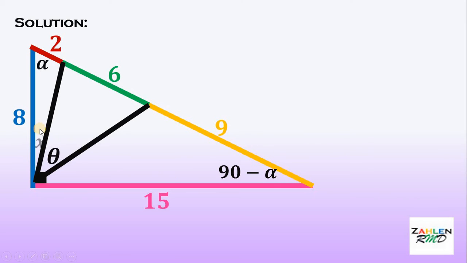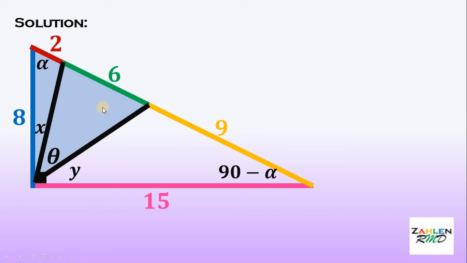Next, let this angle be equal to x, and this angle be equal to y. And take note that the sum of x plus y plus theta is simply 90 degrees. Next, let's consider this triangle. What have you noticed in this triangle? That's correct. This triangle is an isosceles triangle because 2 plus 6 is 8, and the other side of the triangle is also 8 units. Therefore, this triangle is an isosceles triangle.